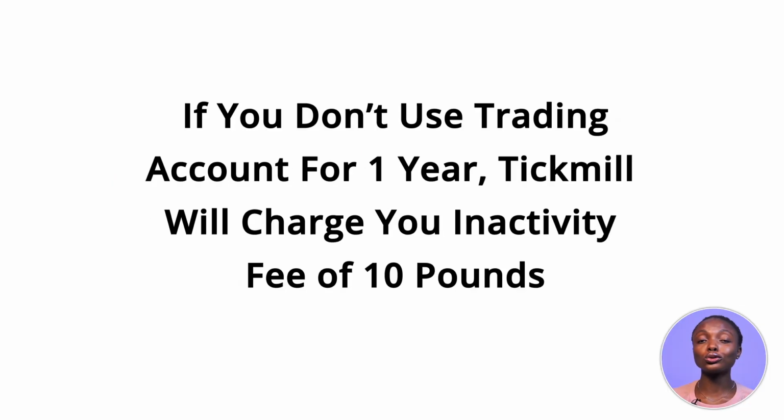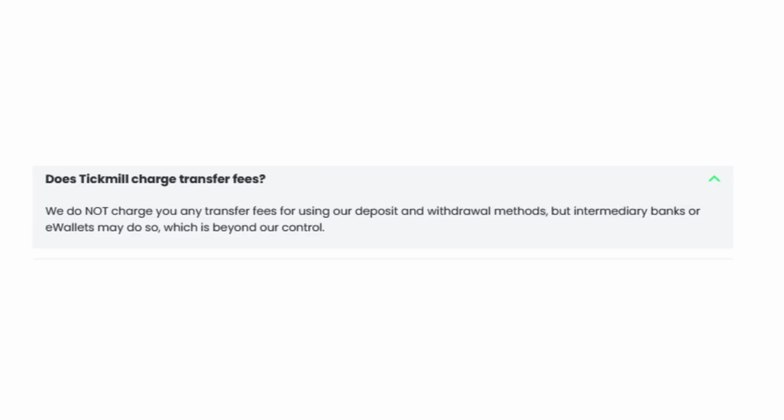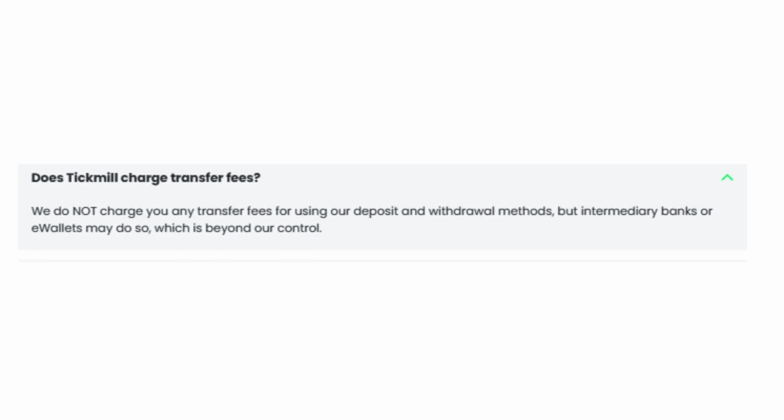And if you choose not to use your Tickmill account for 1 year, Tickmill will charge you an inactivity fee of £10. Then, if you make deposits from $5,000 and above or its equivalent all at once through bank wire, you will be exempted from deposit fees and they will cover your transaction fees up to $100 or your account currency's equivalent. But you will not be charged any transfer fees while depositing or withdrawing.